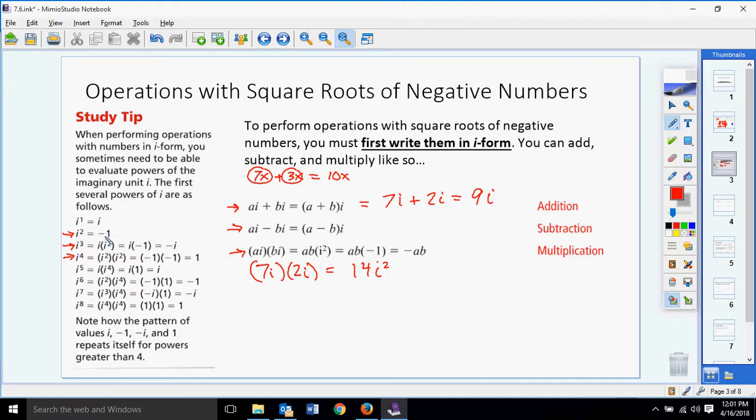I squared is equivalent to -1, and here's why. I means it's the square root of -1. So you have I and you're squaring it. Well, a square root and a square, they cancel. So you're just left with -1. So down here, 14 times I squared is basically 14 times -1, so a final answer of -14. So those are some of our rules for operations with I form.